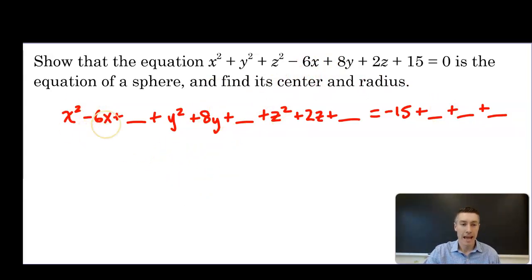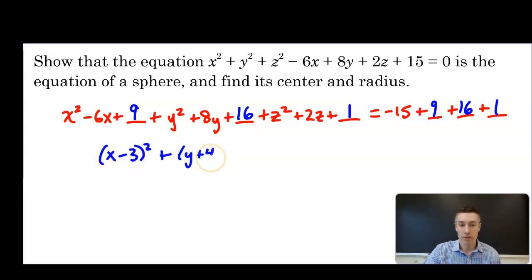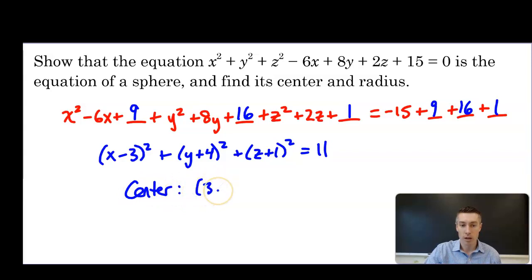So complete the square. Half of the middle term, so negative 6 would be negative 3, squared is 9. Add 9 on the other side. Half of 8 is 4, squared 16. We'll add that over here. And then half of 2 is 1, squared is 1. Add that. So we factor, so (x minus 3) squared plus (y plus 4) squared plus (z plus 1) squared equals 11. So that means our center is the point (3, -4, -1), and the radius is the square root of 11.